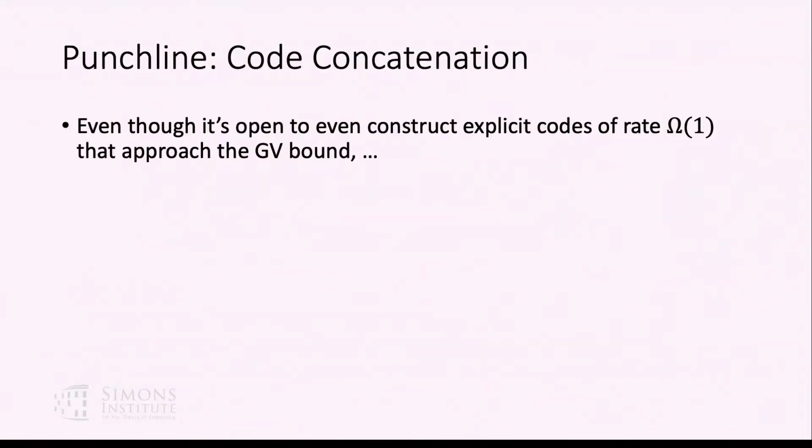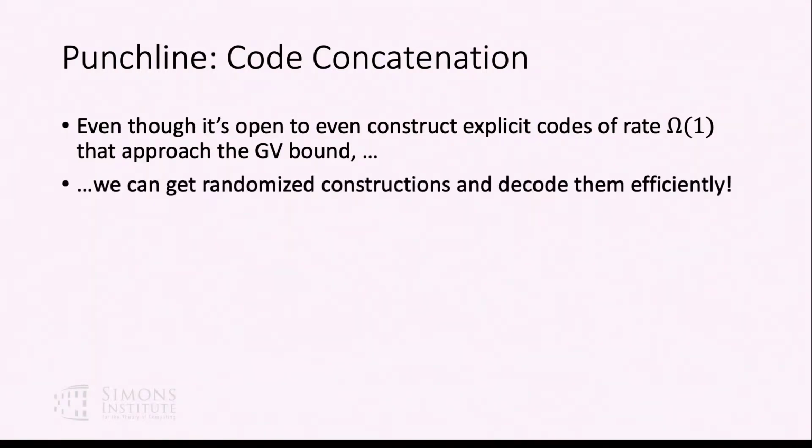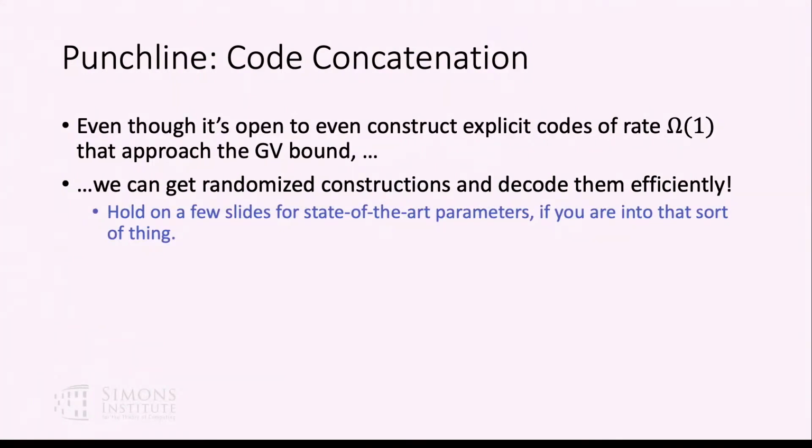Cool. Okay, so the punchline from code concatenation here is that even though it's a big open problem to construct explicit codes of rate, maybe, bounded away from 0 that approach the GV bound, we can get randomized constructions of these codes and decode them efficiently. And if you're interested in parameters, hold on for just a few slides and I'll get back to that in a second.